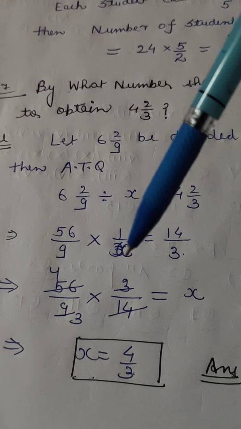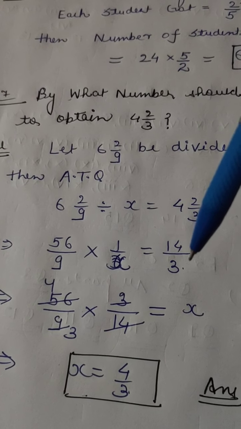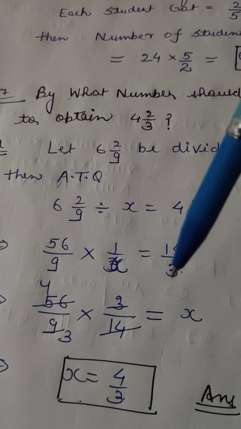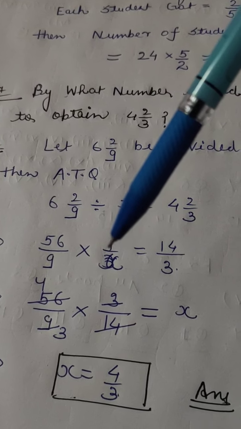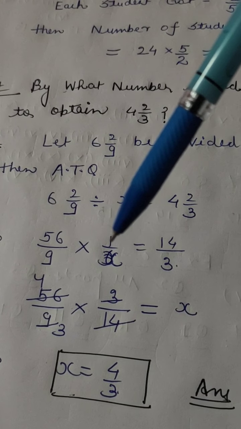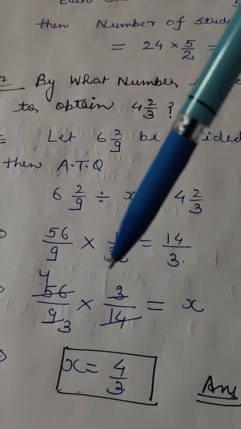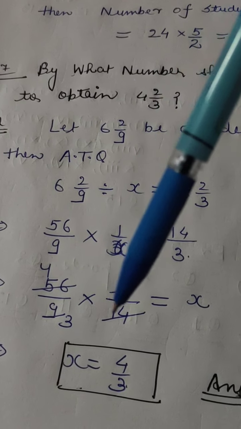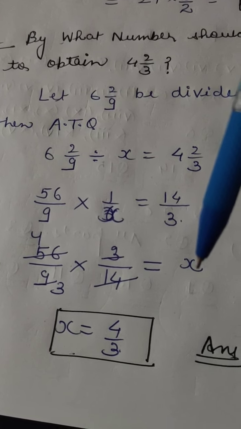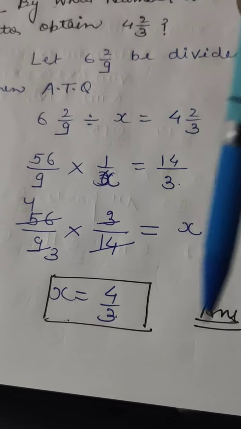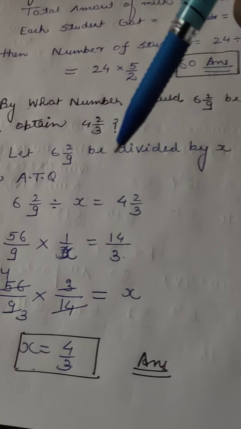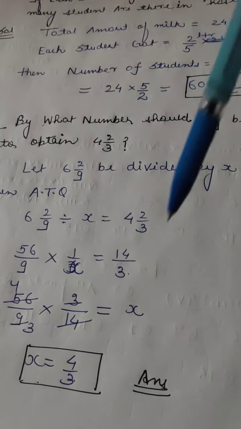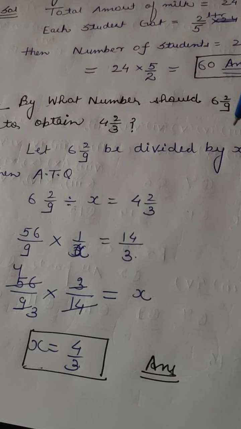So here x is divided, when it goes to the right hand side it will be multiplied, and here 3 is divided, when it goes to the left hand side it will come to the numerator part, and 14 will go to the denominator. So what we get? We get 56 by 9 into 3 by 14. X comes out to be 4 by 3. So which number should 6 2 by 9 be divided by? 4 by 3.